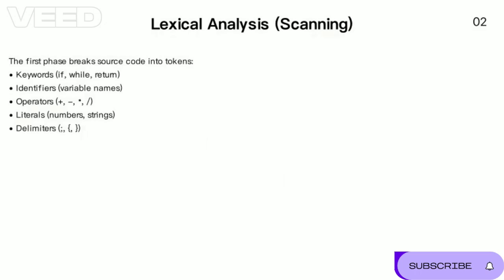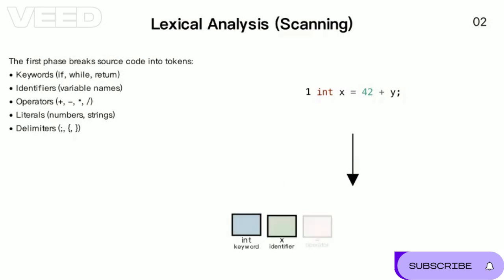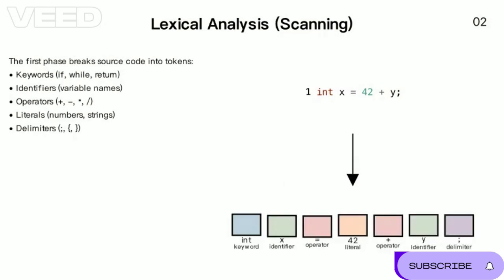Lexical analysis is the first phase of compilation. The scanner reads the source code character by character and groups them into meaningful tokens. Each token represents a basic unit, like keywords, identifiers, operators, or literals. This process eliminates whitespace and comments while categorizing each element for the next phase.